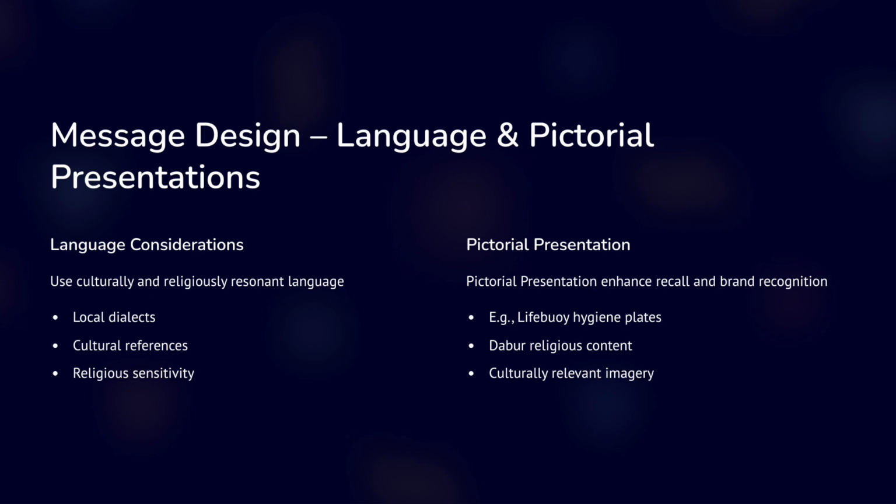Next is pictorial presentations. Rural audiences respond exceptionally well to visual communication because it is highly memorable and engaging. Pictorial presentation elements such as signs, symbols, product design, packaging, size, shape, and color all help in creating a strong brand identity in the customer's mind. Studies confirm that visually dominant advertising dramatically increases brand identification and recall.